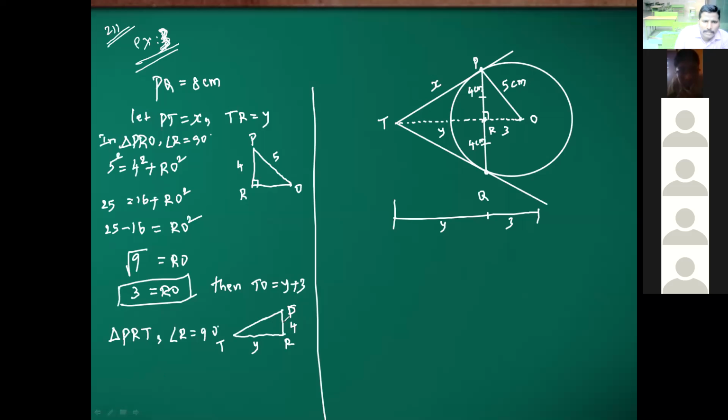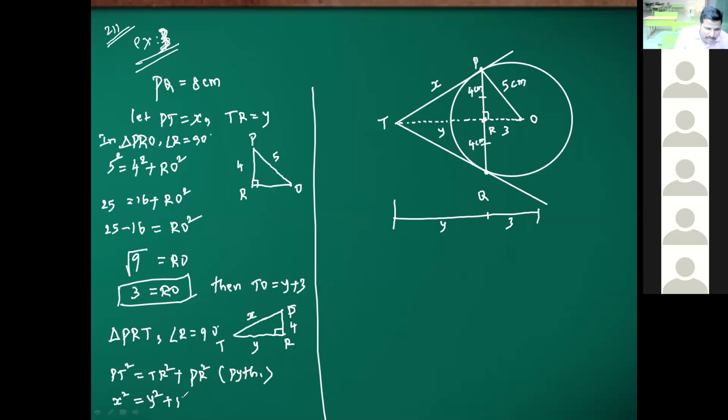Now we will go for this. Here we have 90 and this is the value of x. Now we'll go for Pythagoras. What does the Pythagoras theorem say? PT square is equal to TR square plus PR square. This is by the Pythagoras theorem. Right, children? PT is the x, so x square is equal to TR, now y, so y square plus PR. What is the PR? 4 square, value 16. Take this as answer number 1.